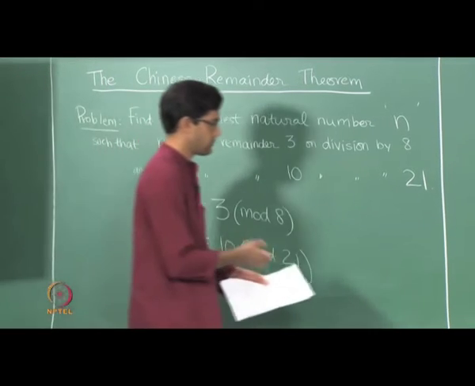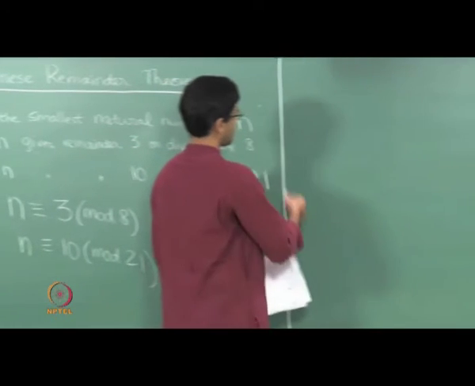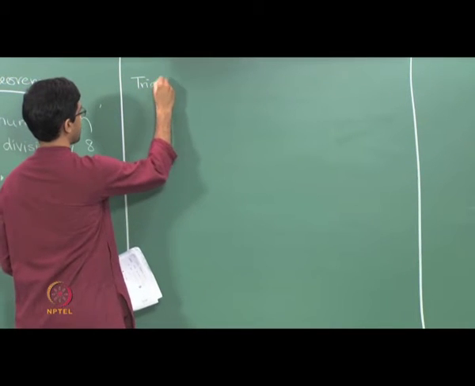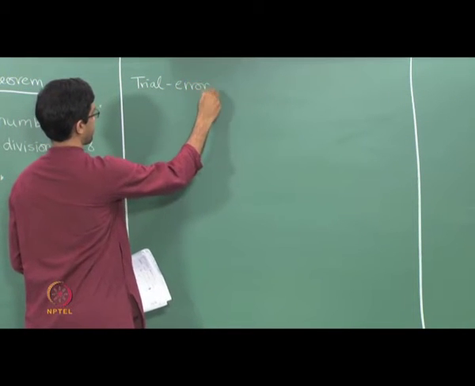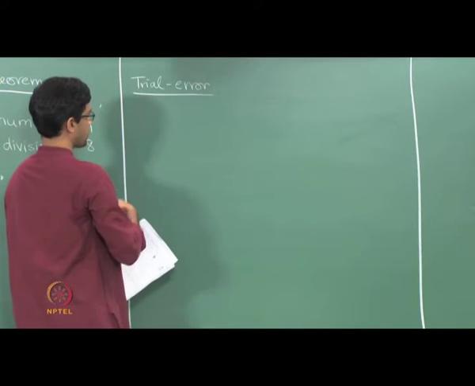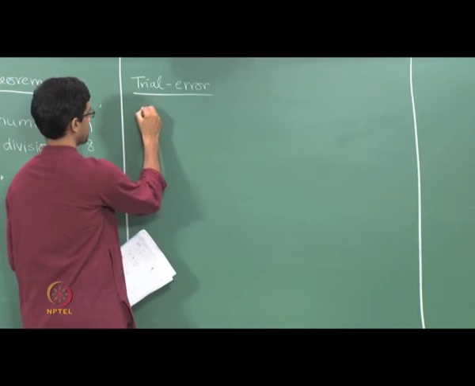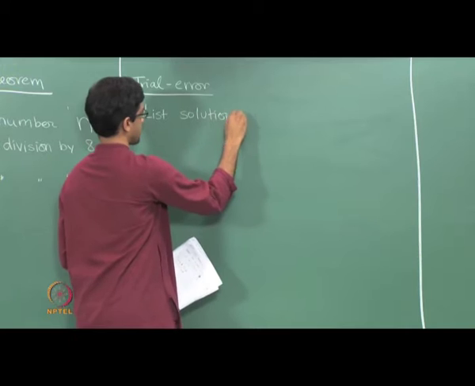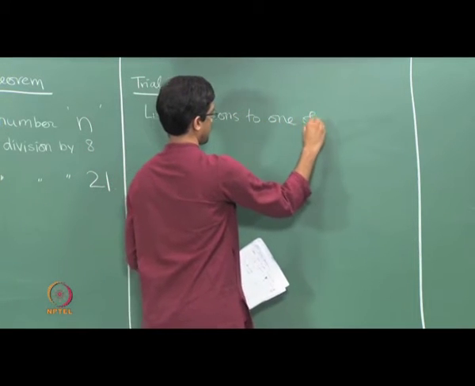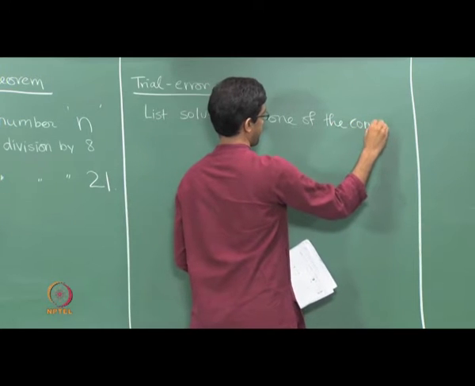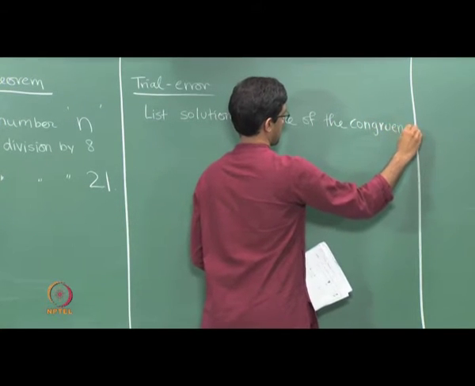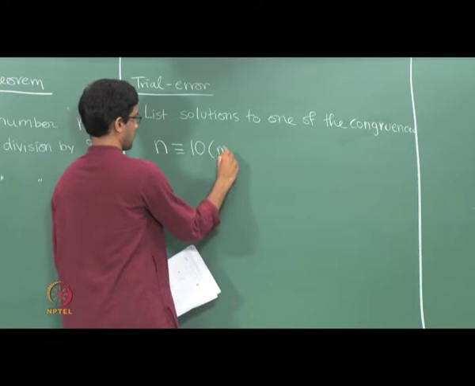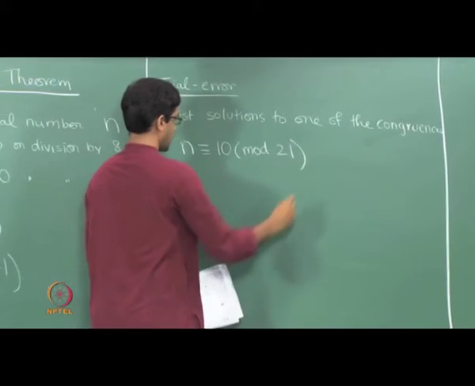So let's try and go about this in one way, which is a sort of a brute force approach. So here's a trial and error or a brute force method. It is the following: you write out all possible solutions to one of the two congruences. For instance, here let me pick n is congruent to 10 modulo 21, and let's write out all the values of n.